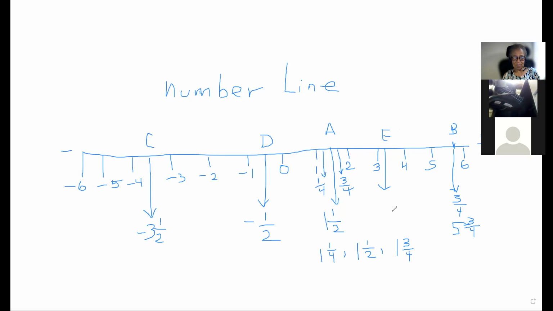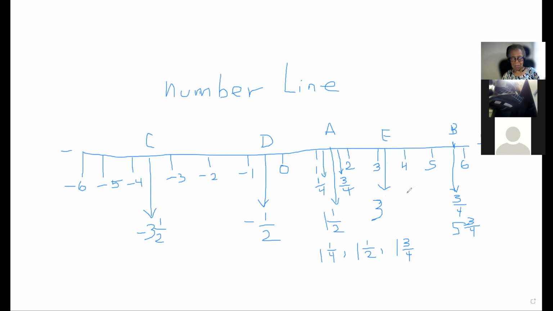1/3. Now, remember, this is a 3. So it's between 3 and 4. So my number is closer to the 3. But anyway, my whole number is 3. What's the fraction? 3/4. No, 3/4 would be closer to the 4.